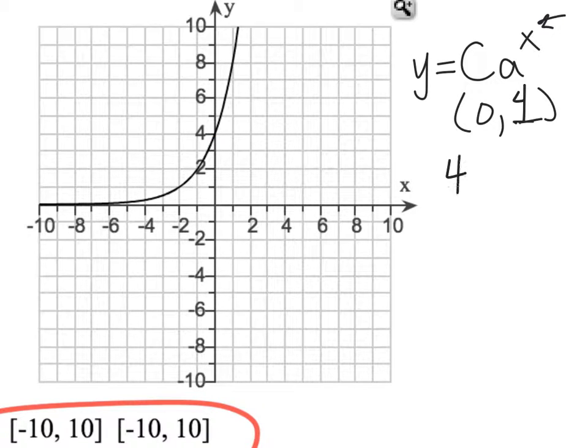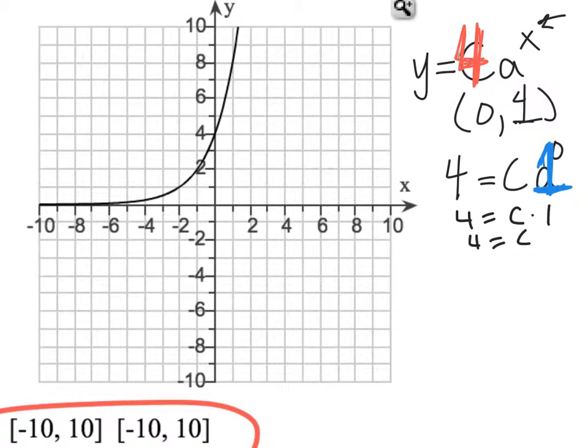So we're going to put in 4 for y. We're going to leave c alone. Now a raised to the 0th power, because I replaced x with 0. Because we can see when x is 0, y is 4. So what is a to the 0th power? Well, a to the 0th power is 1. Right here, this is 1. So that means c has to be 4, because this says c times 1 is equal to 4. Well, that means c is equal to 4. So we now know that c is equal to 4.